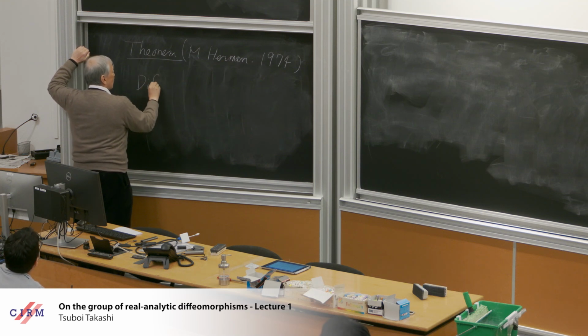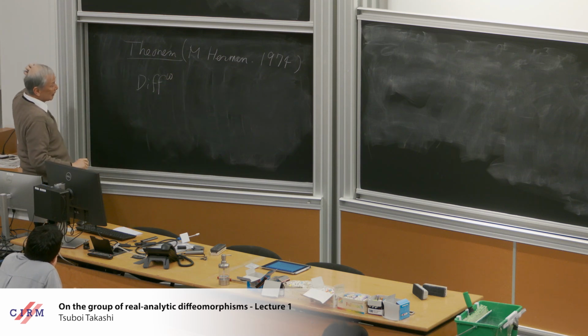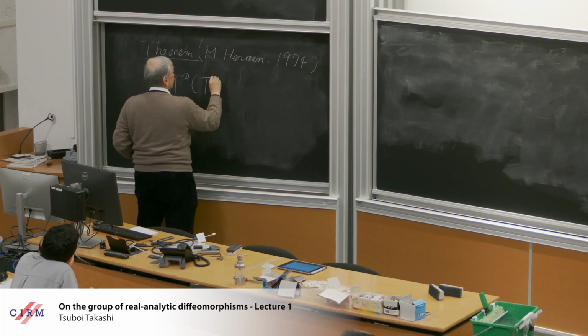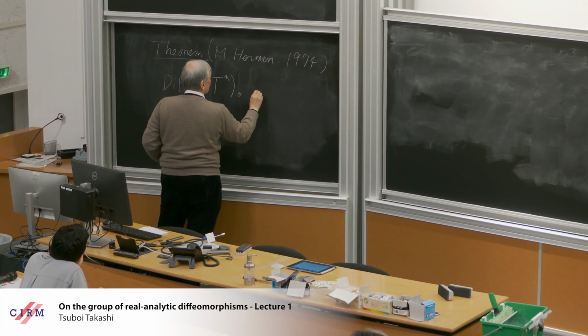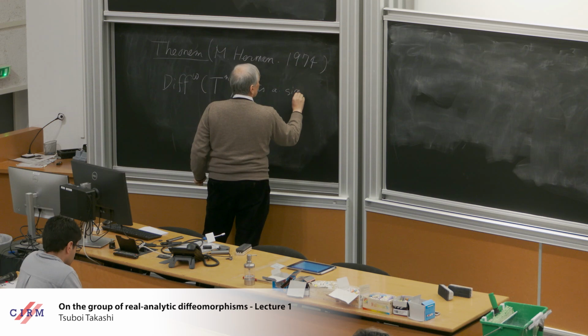I'll explain all these things immediately, but Diff^ω(T^n)_0 is a simple group.